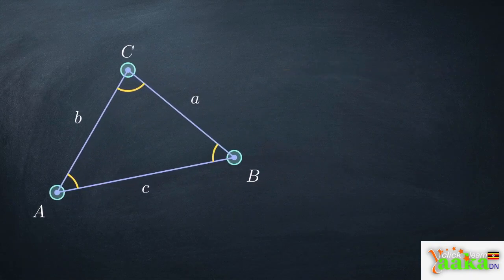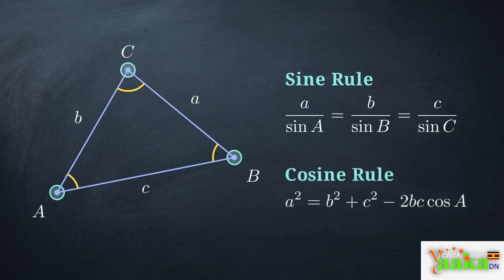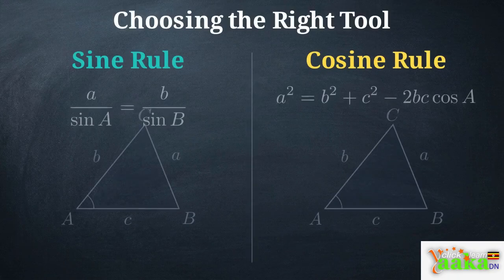Here, we leave SOHCAHTOA behind. To solve these irregular shapes, we need 2 equations, the sine rule and the cosine rule. Mastering these 2 equations gives you the ability to accurately calculate unknown distances and angles across any terrain, no matter how skewed the geometry. This table is our decision matrix.